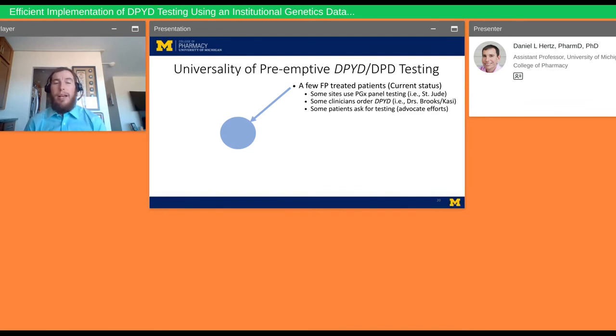Now that we have demonstrated that there is an improvement in clinical care from pretreatment testing, I'll show you some of the work that we're doing to increase the amount of pretreatment testing that's being done. The current status is that few fluoropyrimidine-treated patients are tested prior to treatment. There are some sites and clinicians who I'm aware of that are ordering testing, and there are some advocate efforts to increase the patient awareness to ask for testing. One of the things that we've done at the University of Michigan Rogel Cancer Center is to use our existing DPYD data to make sure that patients who have known DPD deficiency are being treated accordingly.